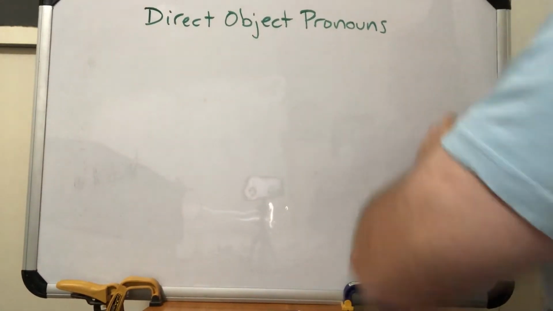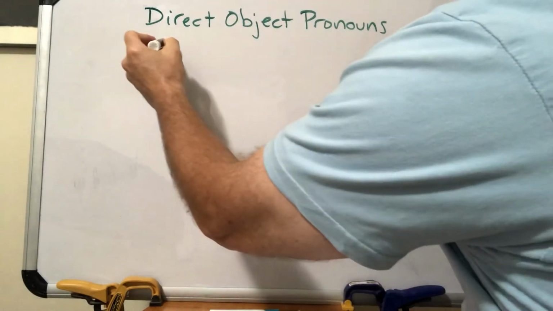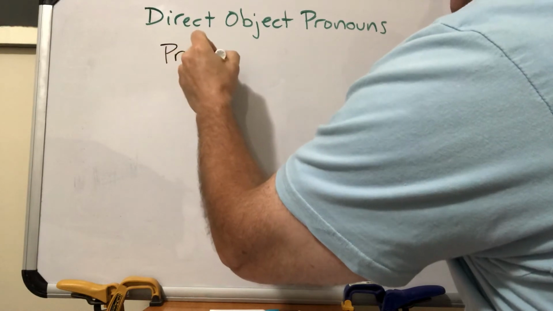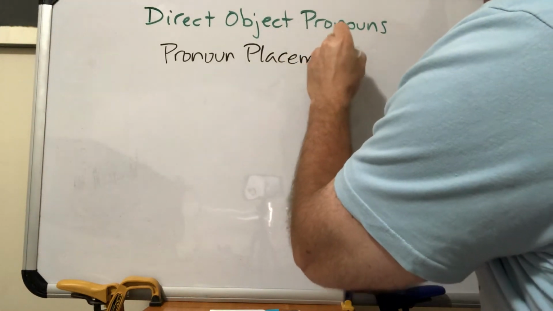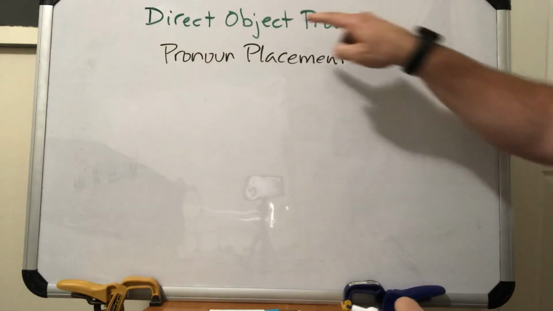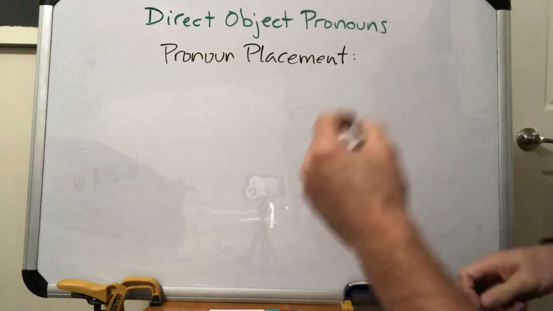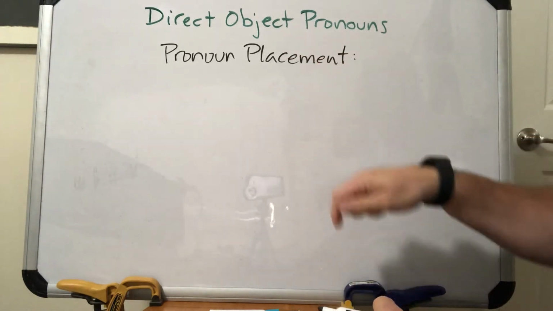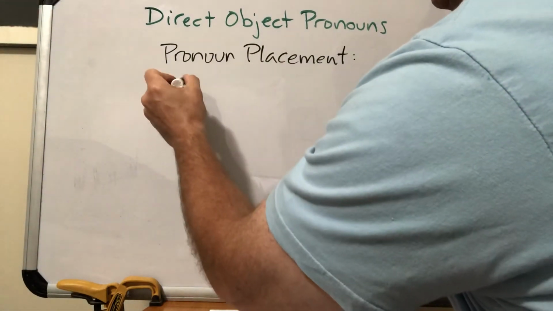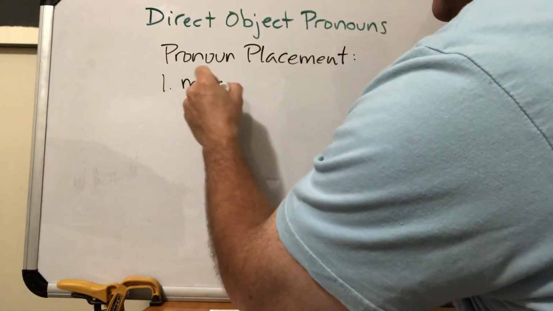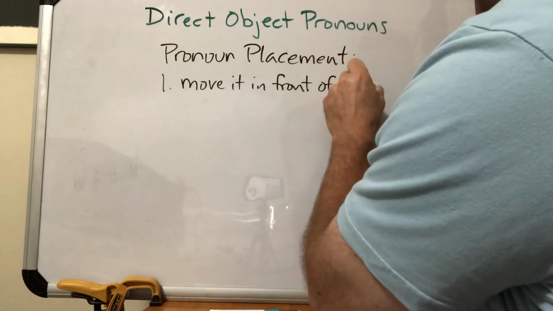Before we do the examples, though, let's talk about pronoun placement. This works for all pronouns, not just direct object pronouns. Once we've replaced a direct object with a direct object pronoun, what do we do with it? In English, it stays in the same place. I'll point that out when we do our example. But in Spanish, we have to move it. So your first option is to move it in front of the conjugated verb.